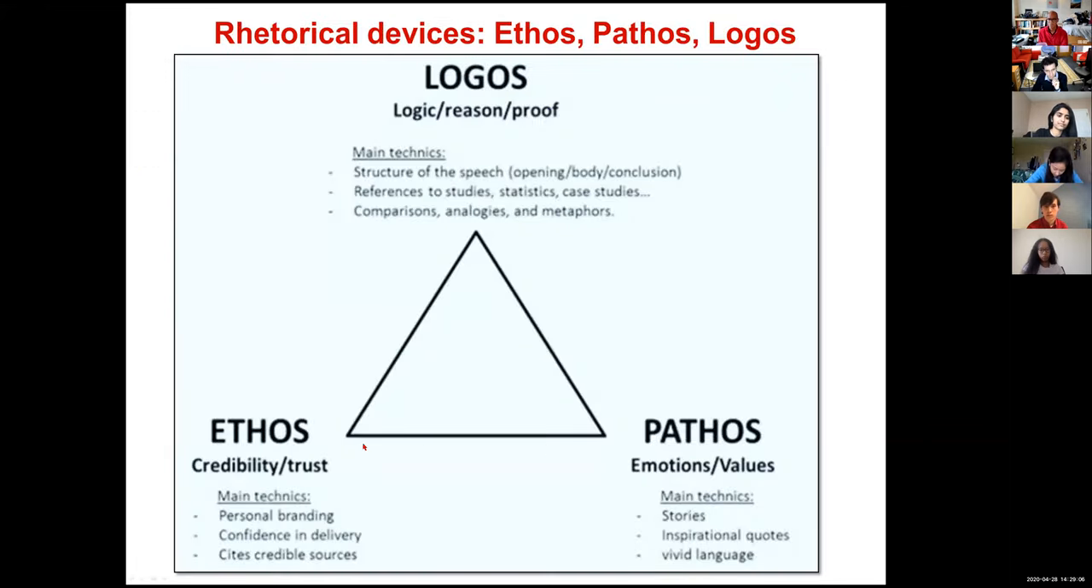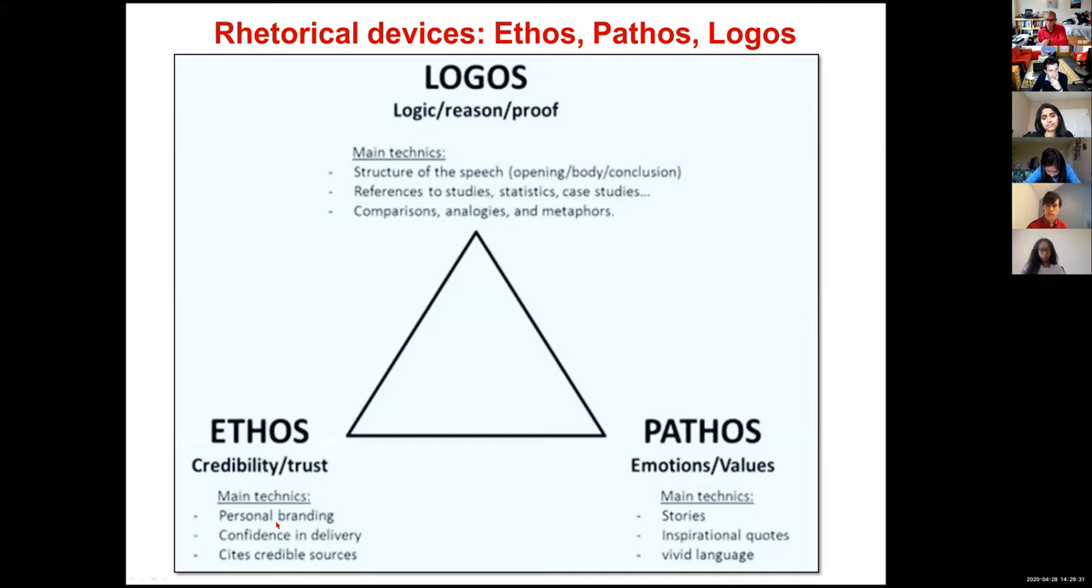The three elements of ancient Greek rhetoric are logos, ethos, and pathos. Logos is the reason, the logic, the proof. That's what most of the people focus on. And of course, if you don't have that, you shouldn't be giving a talk. The logos should be there. The technical part should be there. That's the structure of the speech. That's the reference to studies, statistics, case studies, comparisons, analogies, metaphors. That's the stuff that you've done.